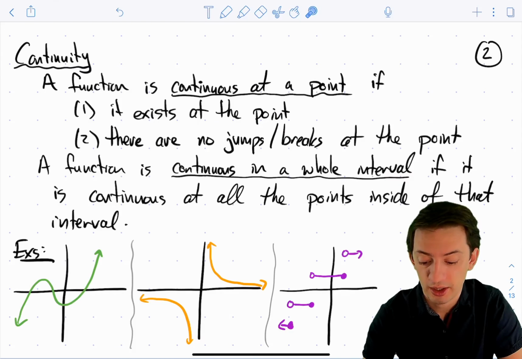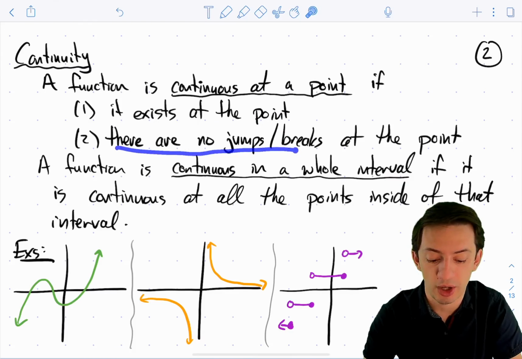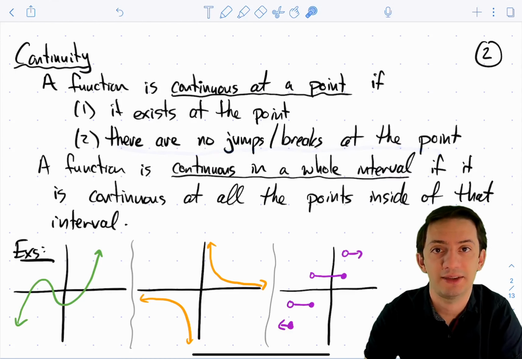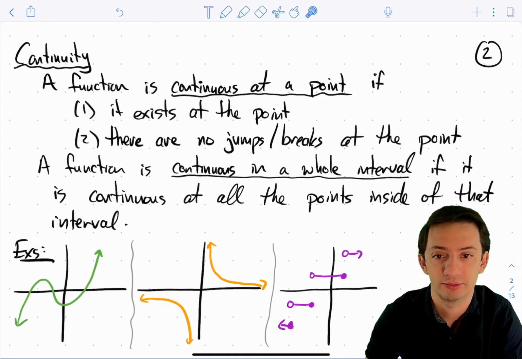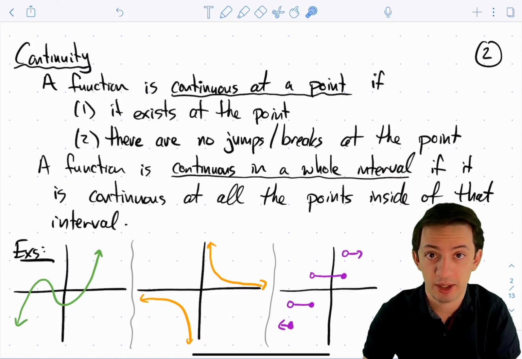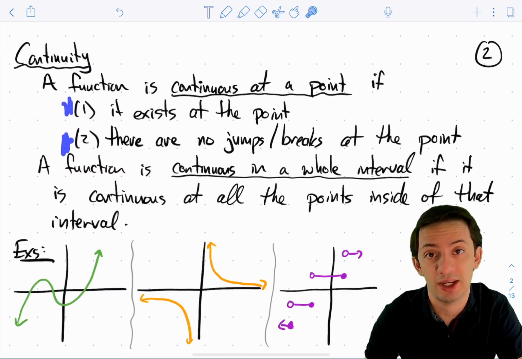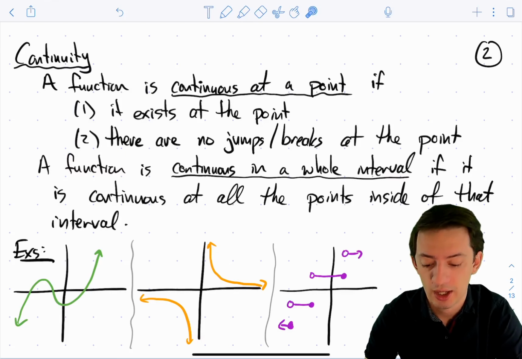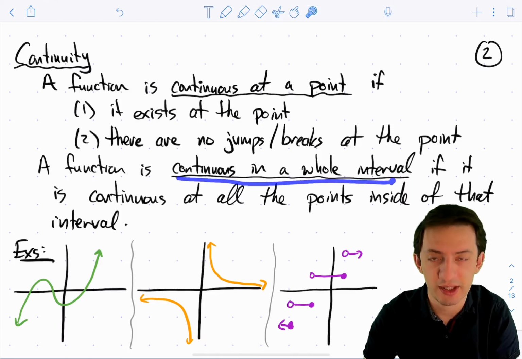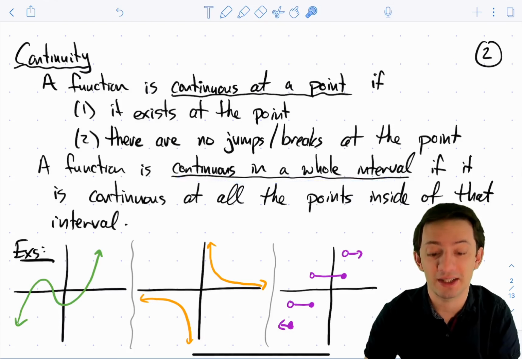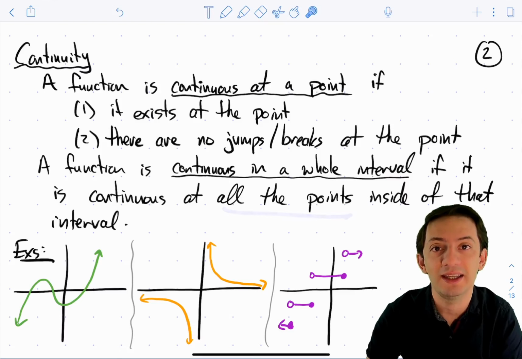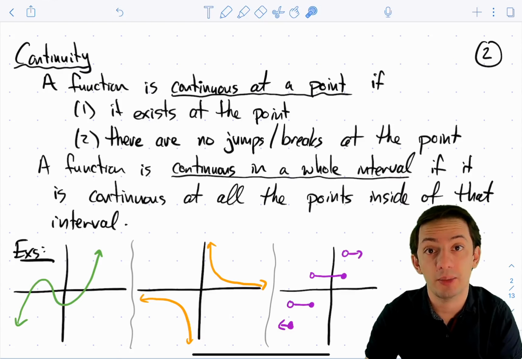But also, there has to be no jumps or breaks at that point in the graph. And I'll show you some examples in a second, but these are the 2 conditions. It has to exist, and then at that point, you can think about this as it has to be smooth. It can't do something crazy. And then we say that a function is continuous in some whole interval if it's continuous at all of the points in that interval. So let's look at a couple of examples.